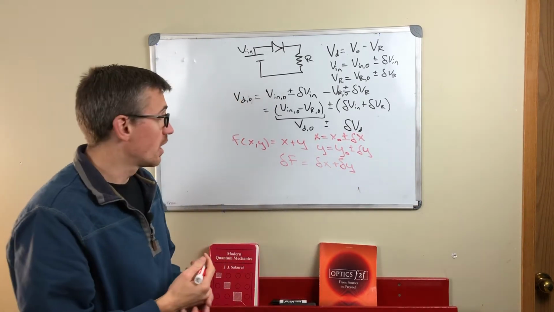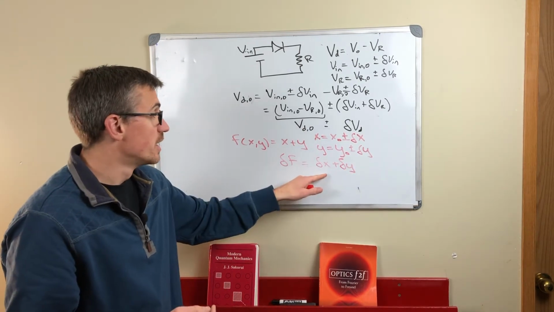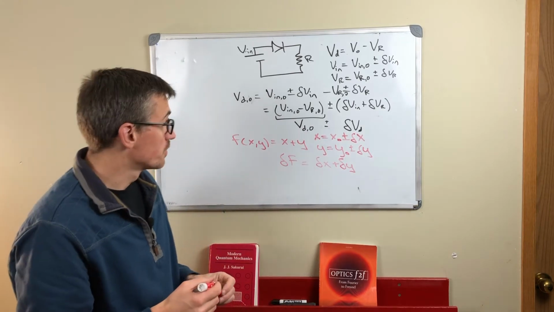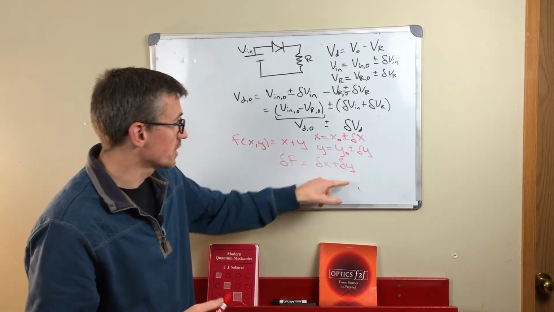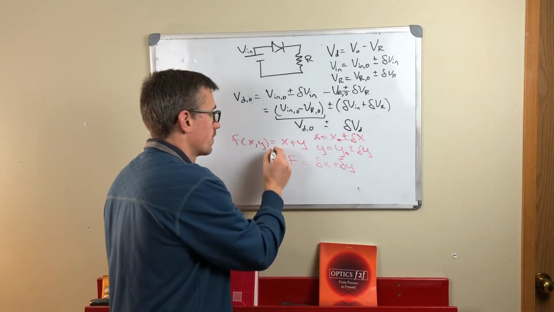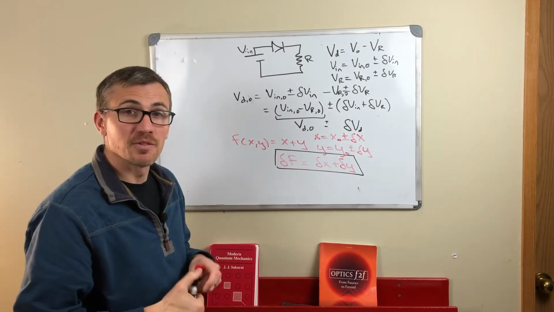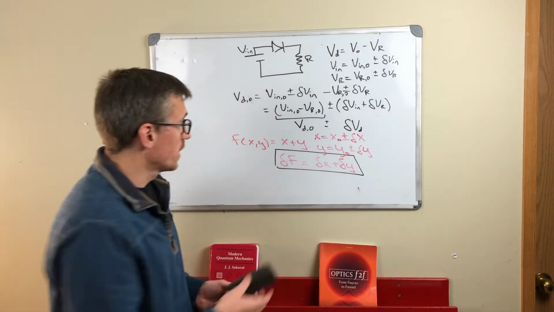If we had more than that, if we had x plus y plus z, we just sum all of them up, right? So this is the general rule, or better to call it the specific rule, for adding uncertainties of a function when you're adding two variables.